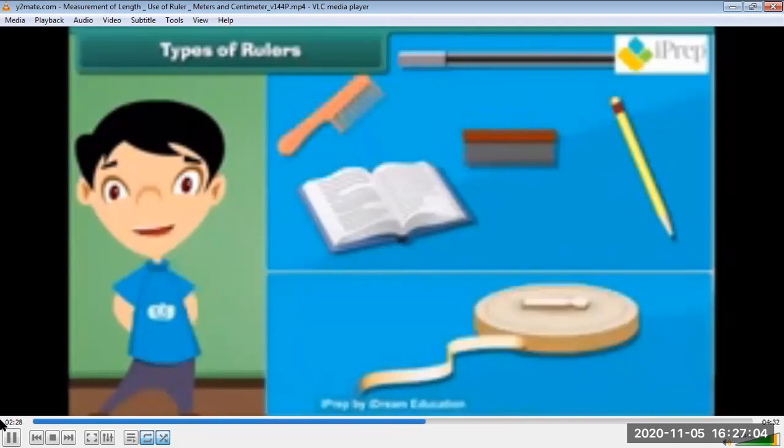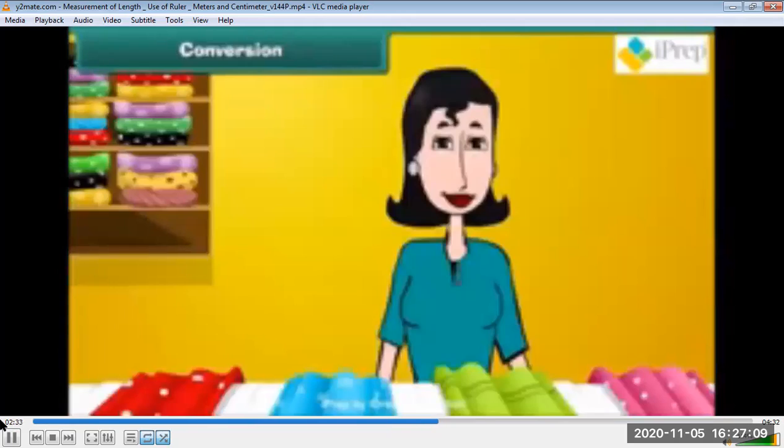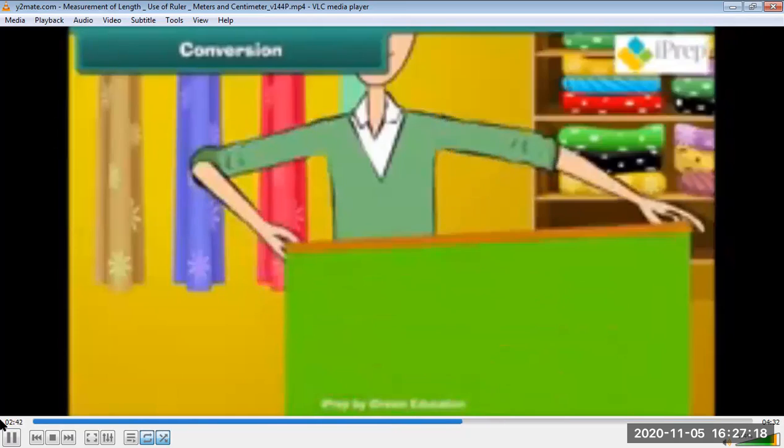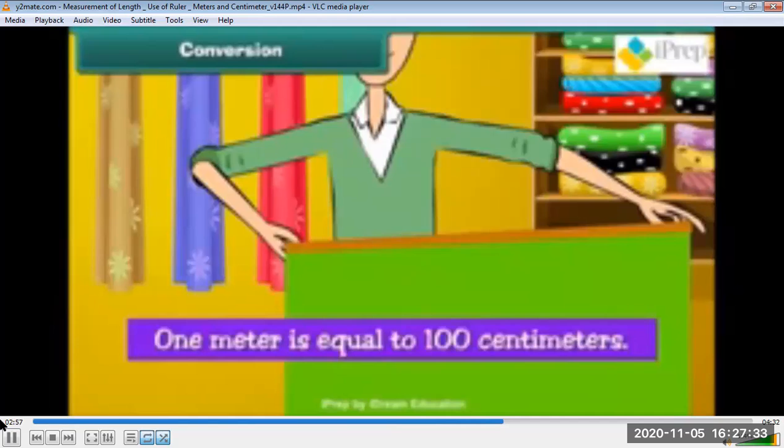A measuring tape is used to measure long things. Your mother is in the market to buy shirt cloth. Can the shopkeeper measure a shirt piece with a ruler? Yes, he can measure, but the work would be tedious and time consuming. He measures it with the help of a metric tape. It will take less time and less effort. 1 meter is equal to 100 centimeters.